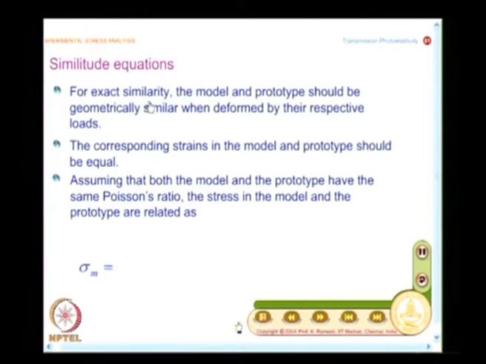For exact similarity, the model and prototype should be geometrically similar when deformed by the respective loads. We have seen, when you are working on in-plane models for 2-dimensional problems, the stresses are not altered when I go from a plastic to a metallic prototype. On the other hand, the displacement and strains are dictated by the material property.